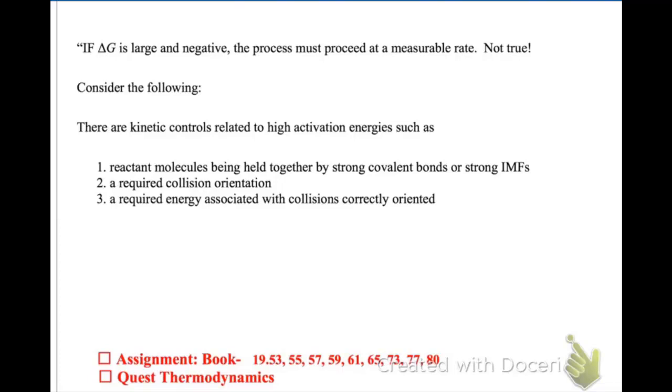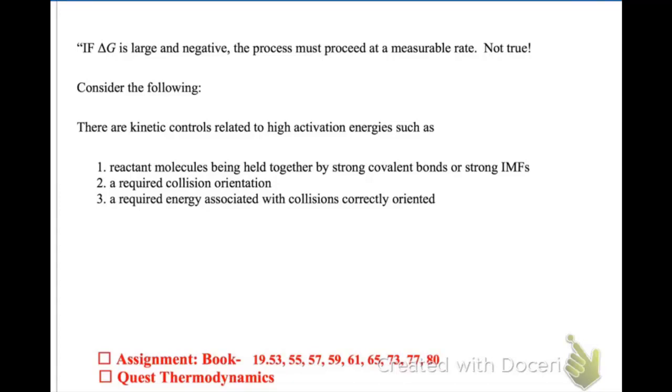The other big misconception, and this is part of why the College Board wanted us to shift from the term spontaneous to the term thermodynamically favored, is because they believe this misconception is really significant. And that is that if delta H is large and negative, the process must proceed at a measurable rate, or you would even assume a fast rate. And this is absolutely not true.